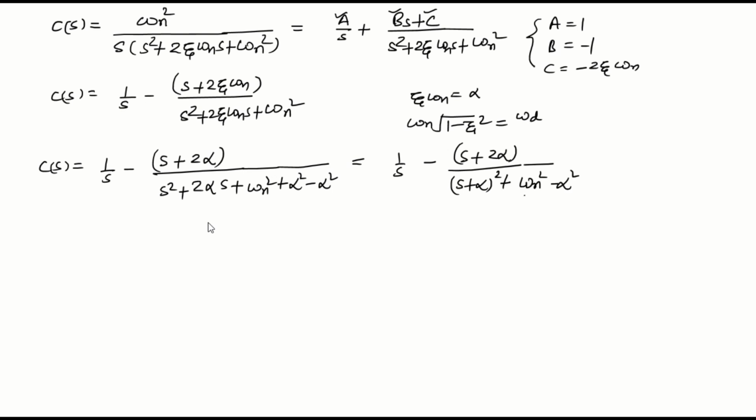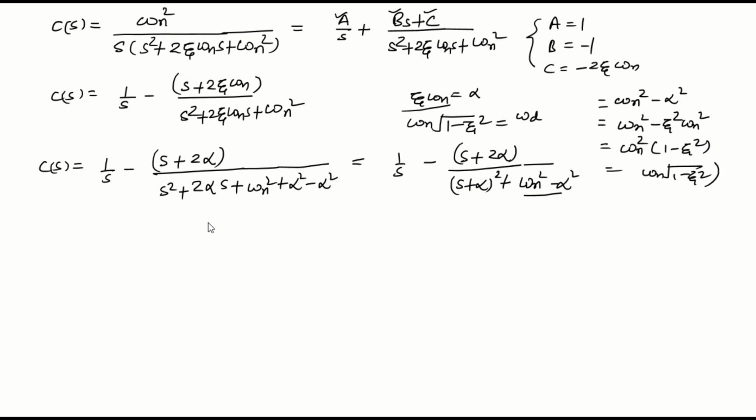Now this term omega n square minus alpha square, let me solve this separately here. So omega n square minus alpha square, where alpha is zeta omega n, will be omega n square minus zeta square omega n square. I can take omega n square common here, so this will be 1 minus zeta square. So I can write it as omega n square root 1 minus zeta square whole square, which is nothing but omega d square. So in place of omega n square minus alpha square, I can put omega d square.